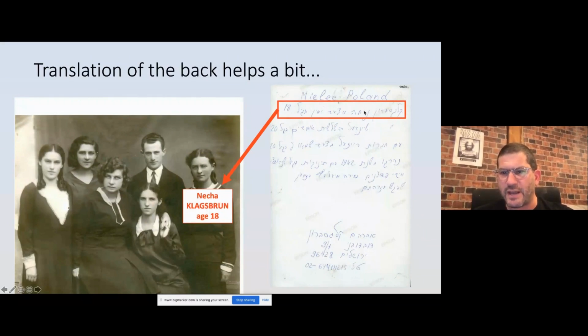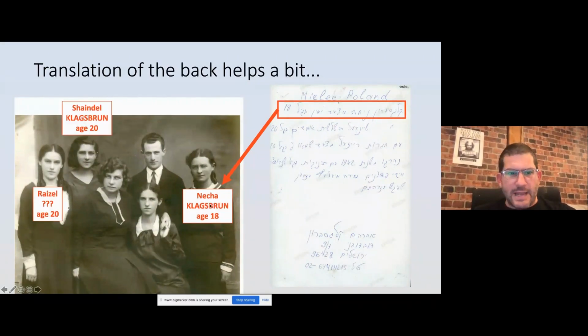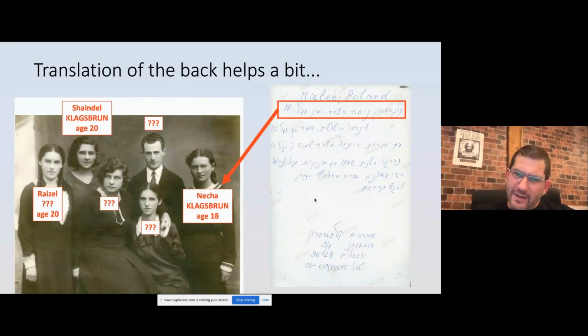So this is Klagsbrunn Necha, 18 years old, and I can go and put her there. And I can see, if you keep reading here, I have two 20 years old, one's Reitzel and one's Shendel, and I can go in those. But Abraham didn't leave me the rest. He just said they all died in the Shoah and so on. So Abraham did not give me everything I needed. And so the rest are unknown. So again, filling in the pieces of a known genealogy problem is really where this stuff shines.